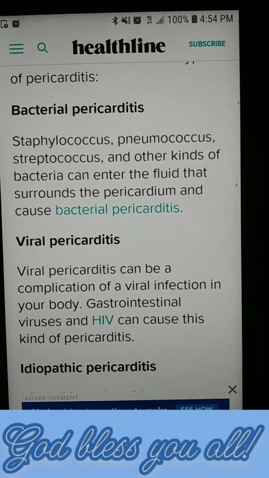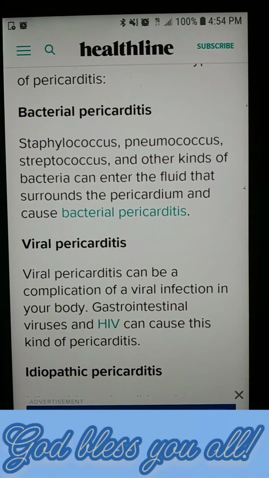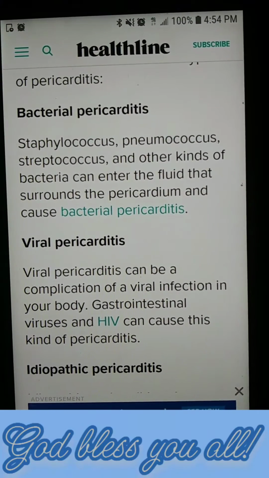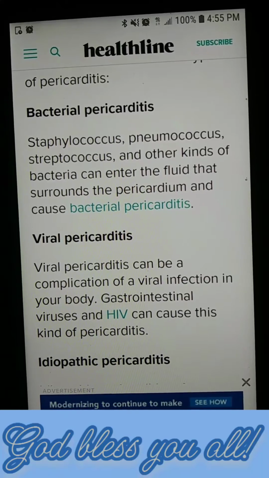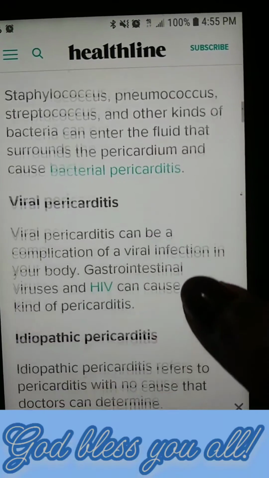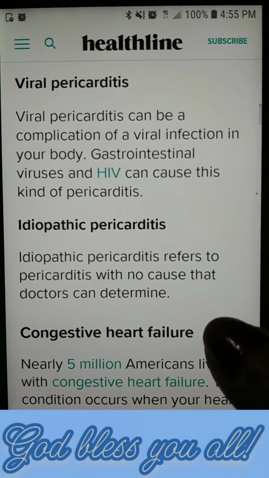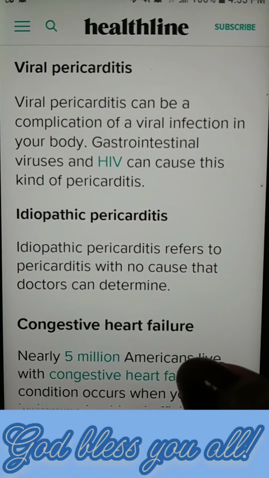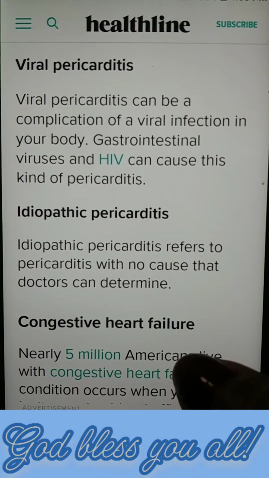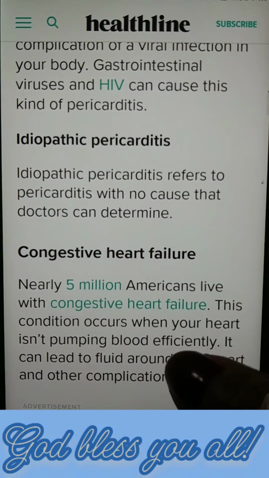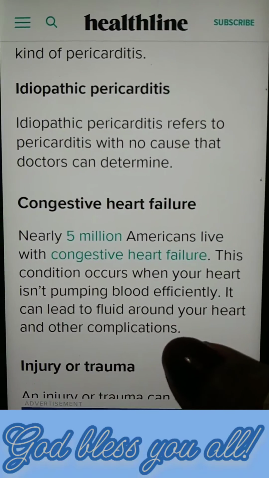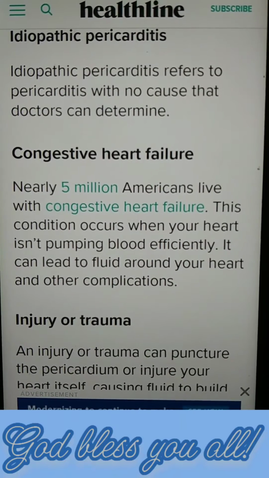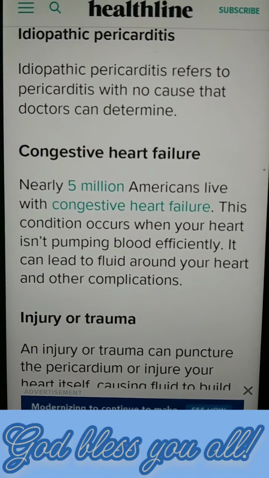Bacterial pericarditis. Staphylococcus, pneumococcus, streptococcus, and other kinds of bacteria can enter the fluid that surrounds the pericardium and cause bacterial pericarditis. Viral pericarditis can be a complication of a viral infection in your body. Gastrointestinal viruses and HIV can cause this kind of pericarditis. Idiopathic pericarditis refers to pericarditis with no cause that doctors can determine.